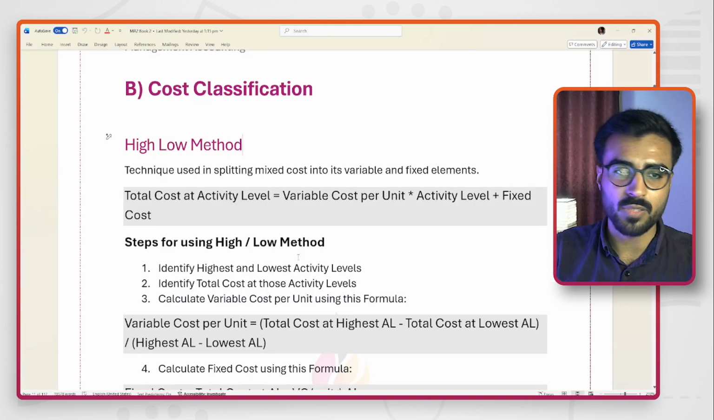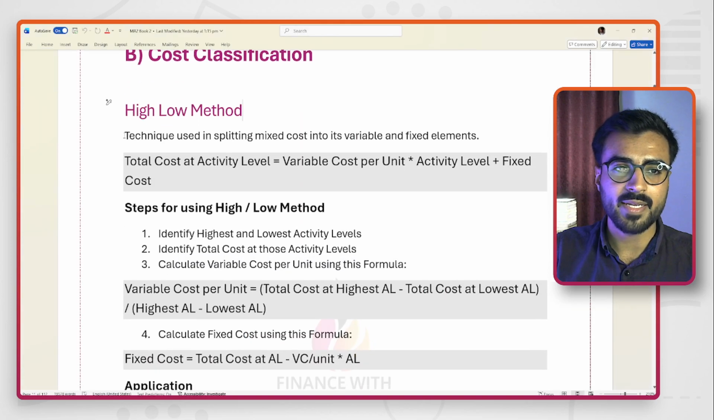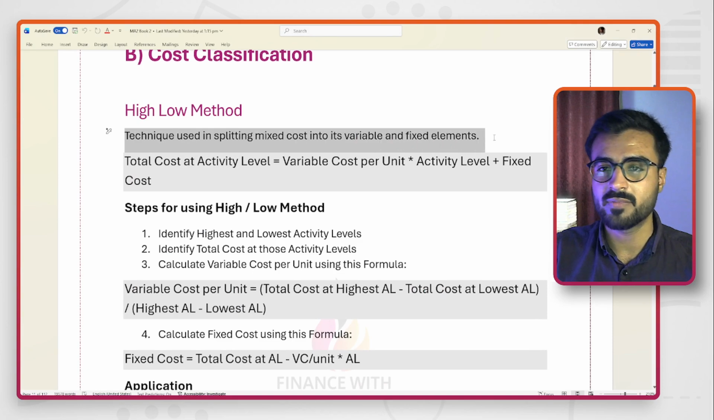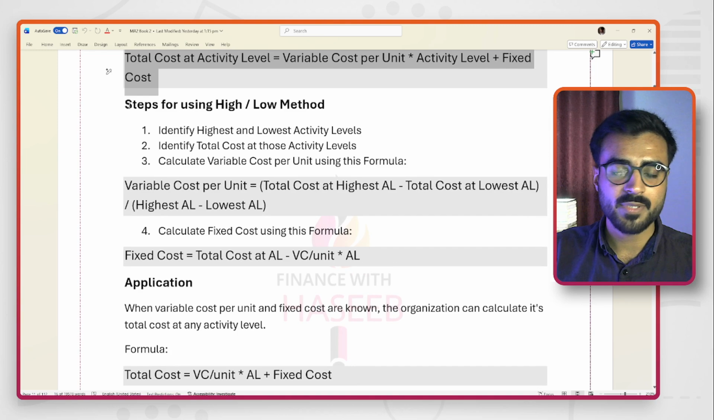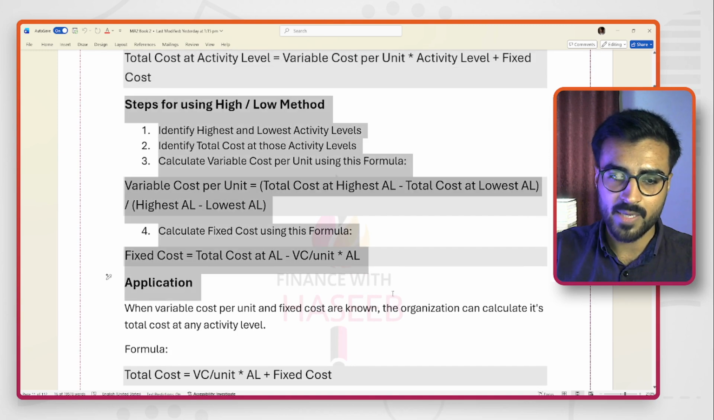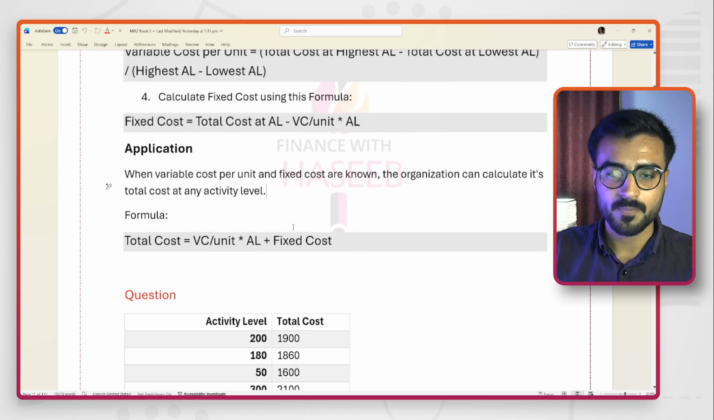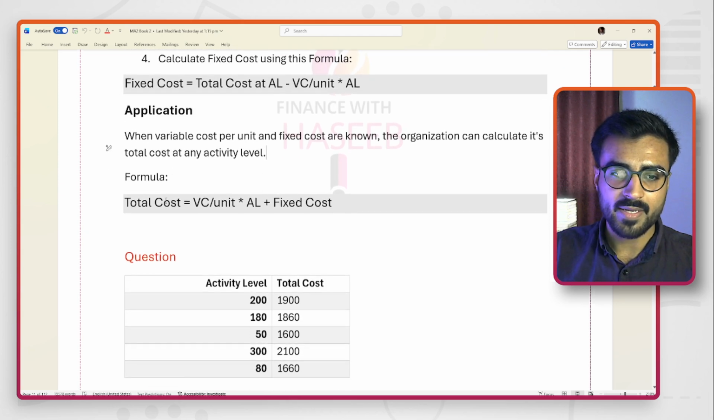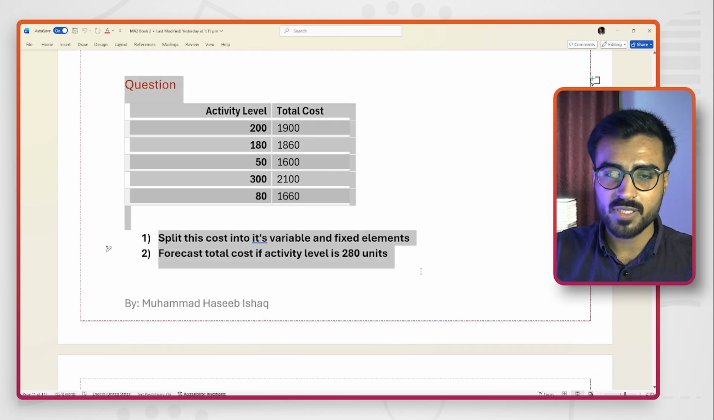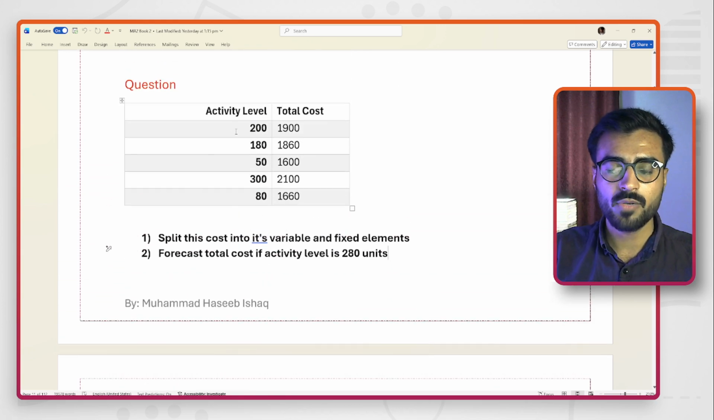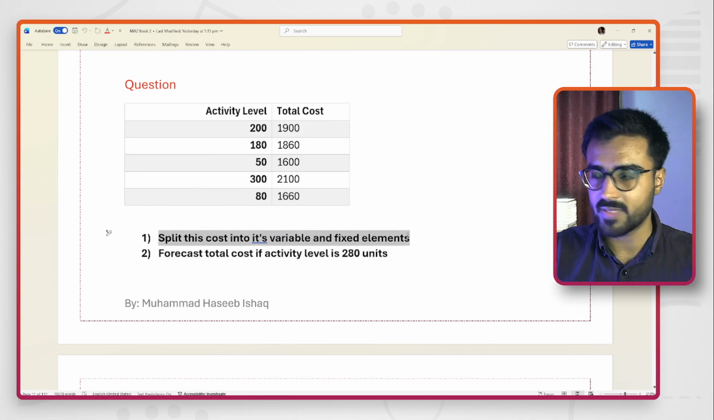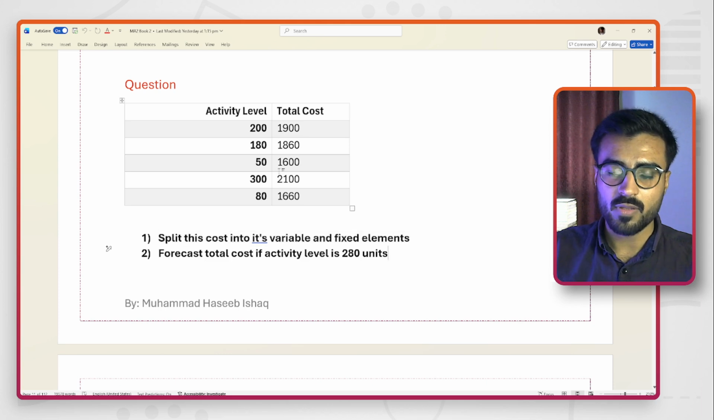So let's read this from the notes. So what is the high-low method? It is a technique used in splitting mixed cost into its variable and fixed elements. So this is the formula that I wrote there in the Excel, and the steps are written here as well. Same steps that I taught in the Excel, and then you could do this question. So let's attempt this question also. What is this question about? It is asking us to split this cost into its variable and fixed elements. So we will apply the high-low method.